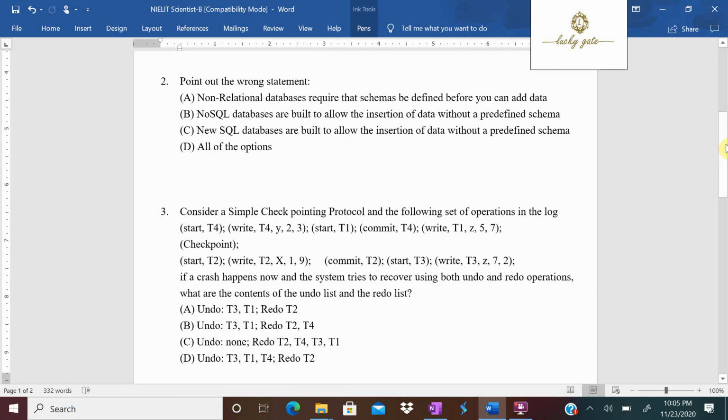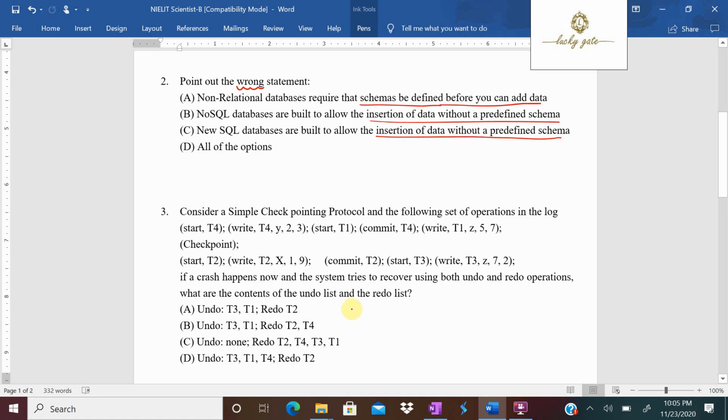Look at the second question. Point out the wrong statement. Option A: a relational database requires that schemas be defined before you can add data. Option B: NoSQL databases are built to allow the insertion of data without a predefined schema. Option C: NewSQL databases are built to allow the insertion of data without a predefined schema.